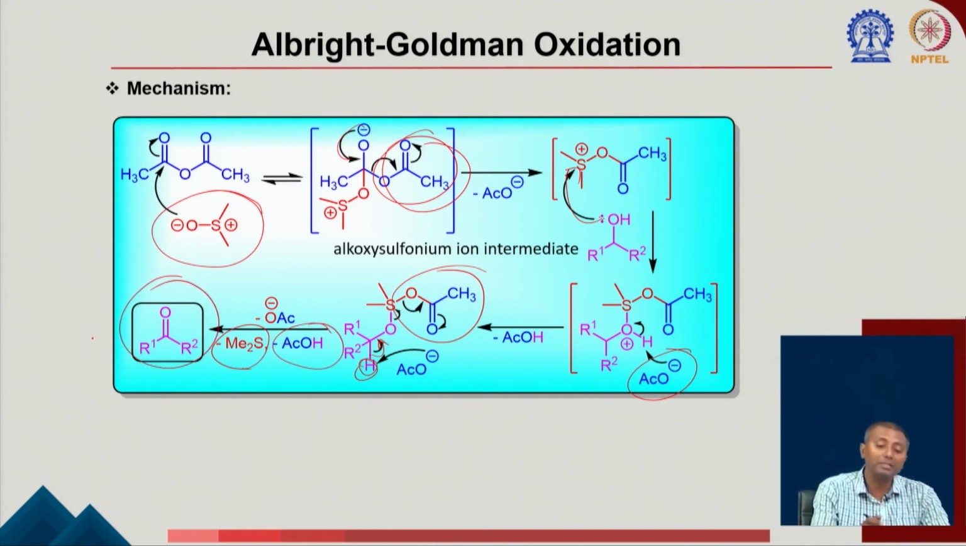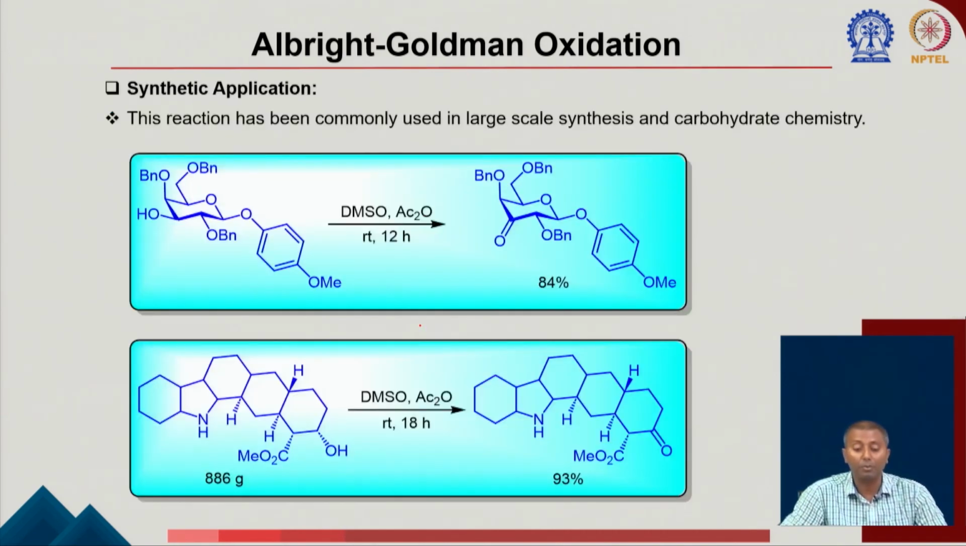Okay, so first the attack happens here, I think you understand that, then it is coming back, so you are getting some sort of acetyl here. Now the alcohol is attacking the sulfur, which is positive. Then this AcO minus comes back, forming acetic acid, and another AcO minus attacks here to form the corresponding carbonyl compound.